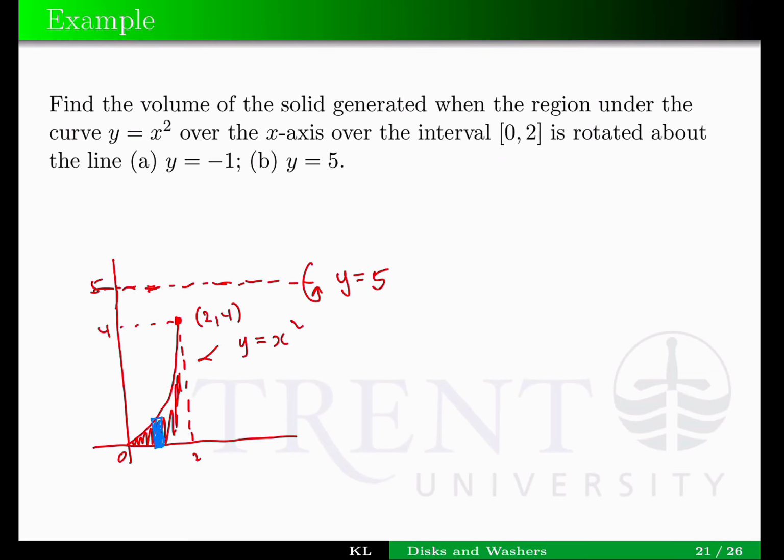If we revolve about this line here, the washer will be something like this. So it's way above up here. And of course, there's the hole. The hole is somewhere from here up to here. So I hope you can see the solid part. I'll just shade the solid part. This part here is part of the solid, and the hole is the one out in the middle.